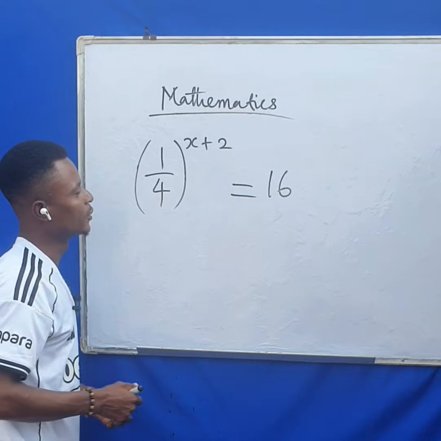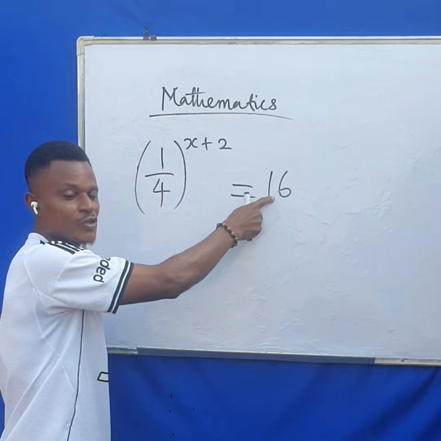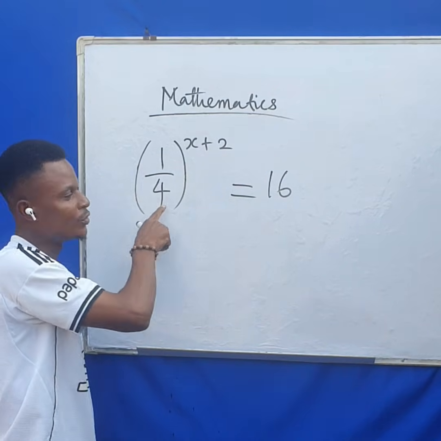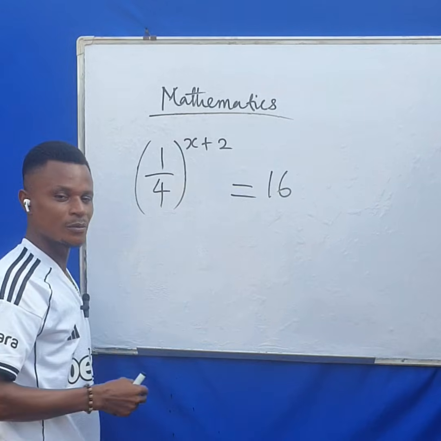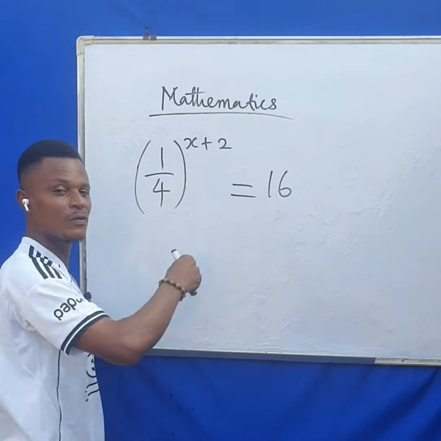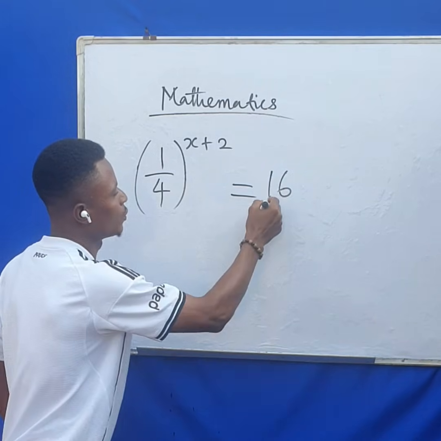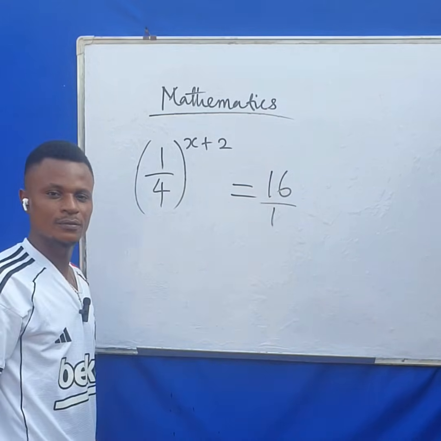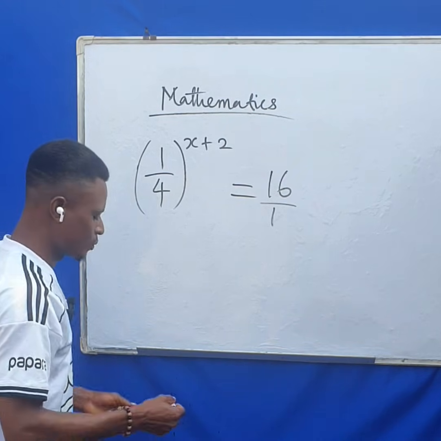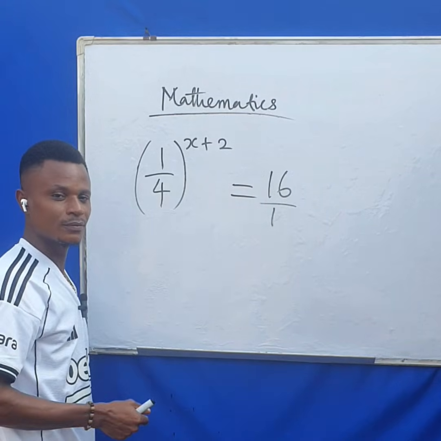So let's begin. The first thing we are going to do here is to make this side be in the form of a fraction, because we already have a fractional base here. So we have to rewrite this 16 in fractional form. Anytime you want to write an ordinary number in the form of a fraction, just put it over 1. So I'm going to put it over 1 here. You understand?